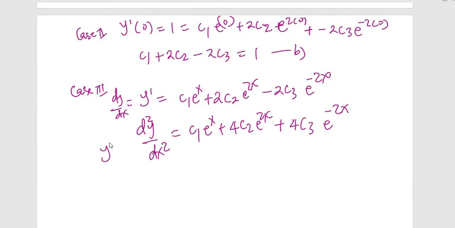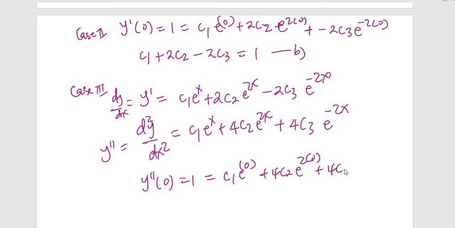So now this is y double prime, equal to d2y/dx2. So y double prime of 0 is equal to 1, and is equal to c1 exponential of 0 plus 4c2 exponential of 2 times 0 plus 4c3 exponential of negative 2 times 0. So if I substitute in properly, it becomes c1 plus 4c2 plus 4c3 is equal to 1 also. And this is going to be my third equation.